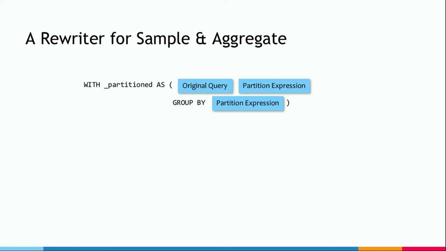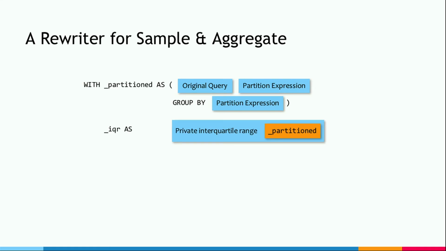So first, we can run the original query and group by what we call a partition expression that generates those partition numbers. Then we need to calculate what we call the interquartile range. This is essentially the difference between the maximum and minimum that I just talked about. We have to do that privately because that number can leak information about the data.